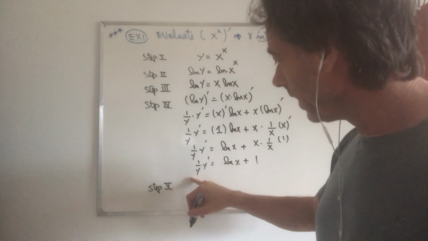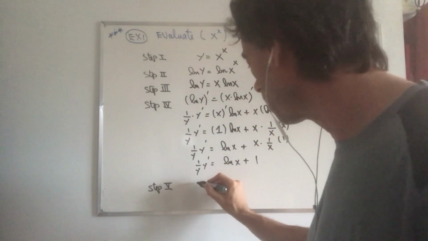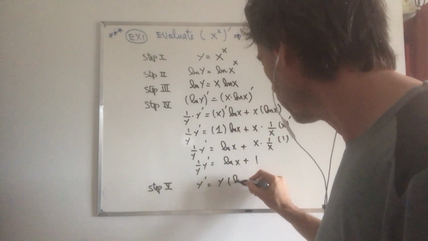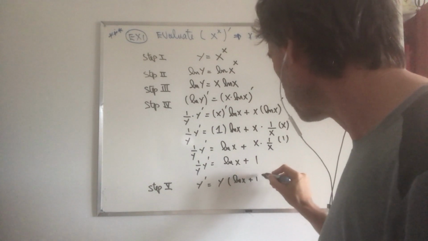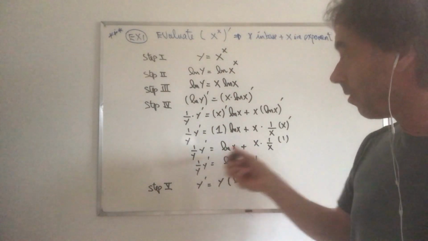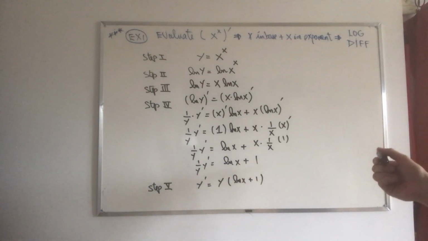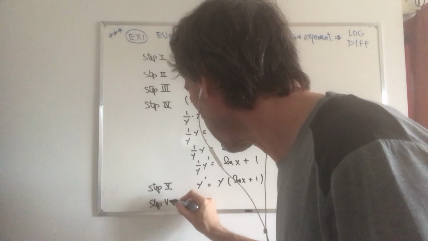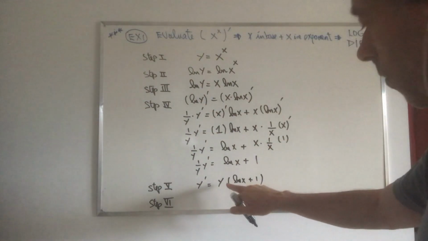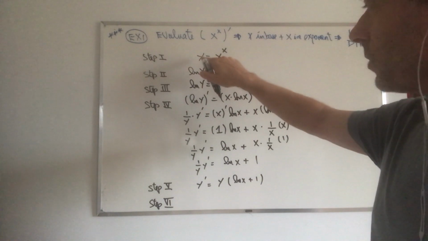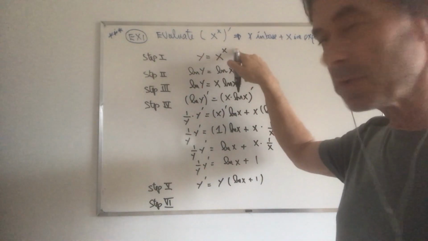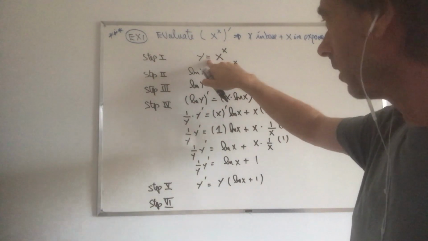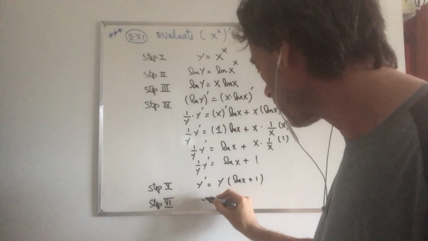So what do I do to isolate the y prime here? It's got a 1 over y in front of it. So all I have to do is multiply both sides by y. So ln x plus 1, multiply the y to the other side, and that's that. Finally, step 6. Don't forget to replace the y. There's a y here, and in step 1, we called y x to the x. So now it's time to replace this y by what we called it earlier in step 1, and that will give us our final answer.